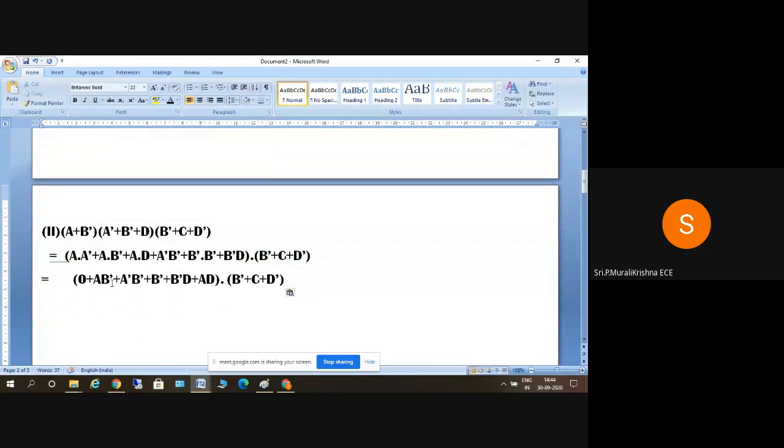Here I can take B bar as common for all these terms, plus AD. So that is equal to, if I take B bar as common here, I'll get A plus A bar plus 1, plus D.